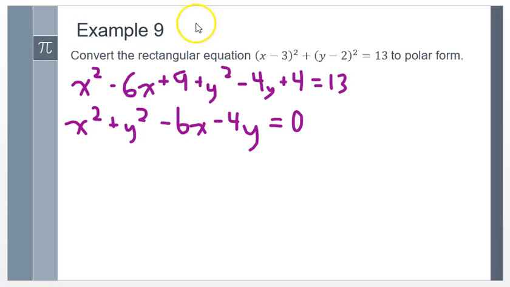So to describe my work here, I took the x squared and the y squared and I pulled them off to the side because I'm going to do a substitution for those in a second. I left negative 6x as is. I left negative 4y as is. But then here I did the combining of like terms.